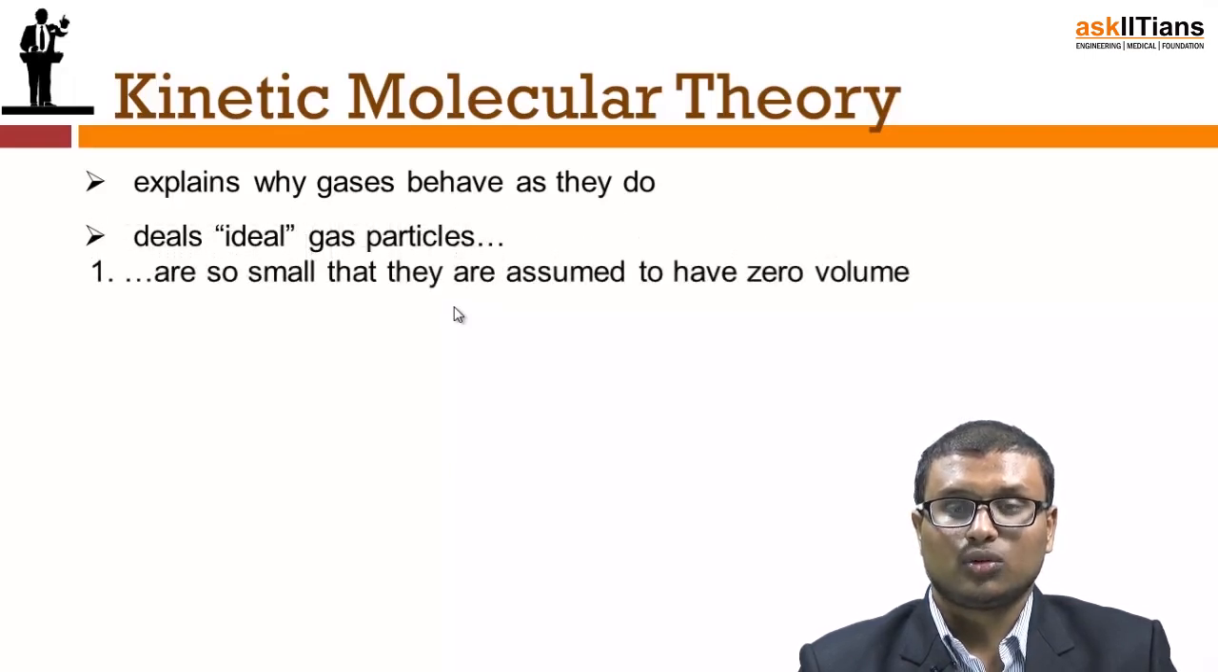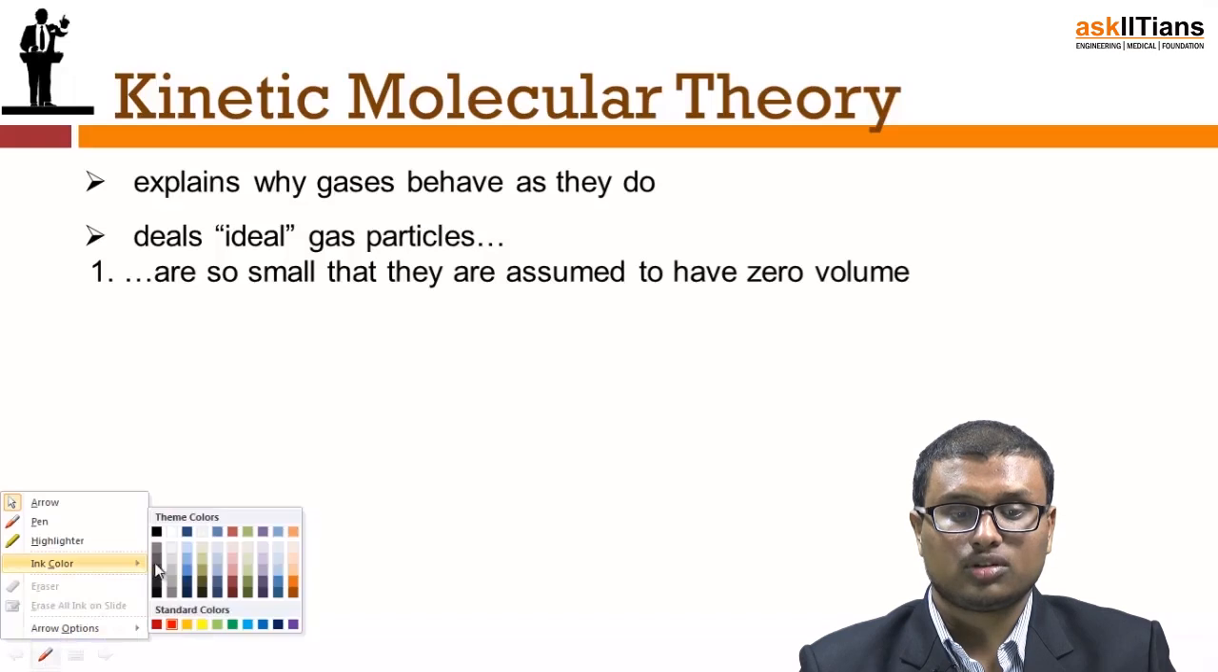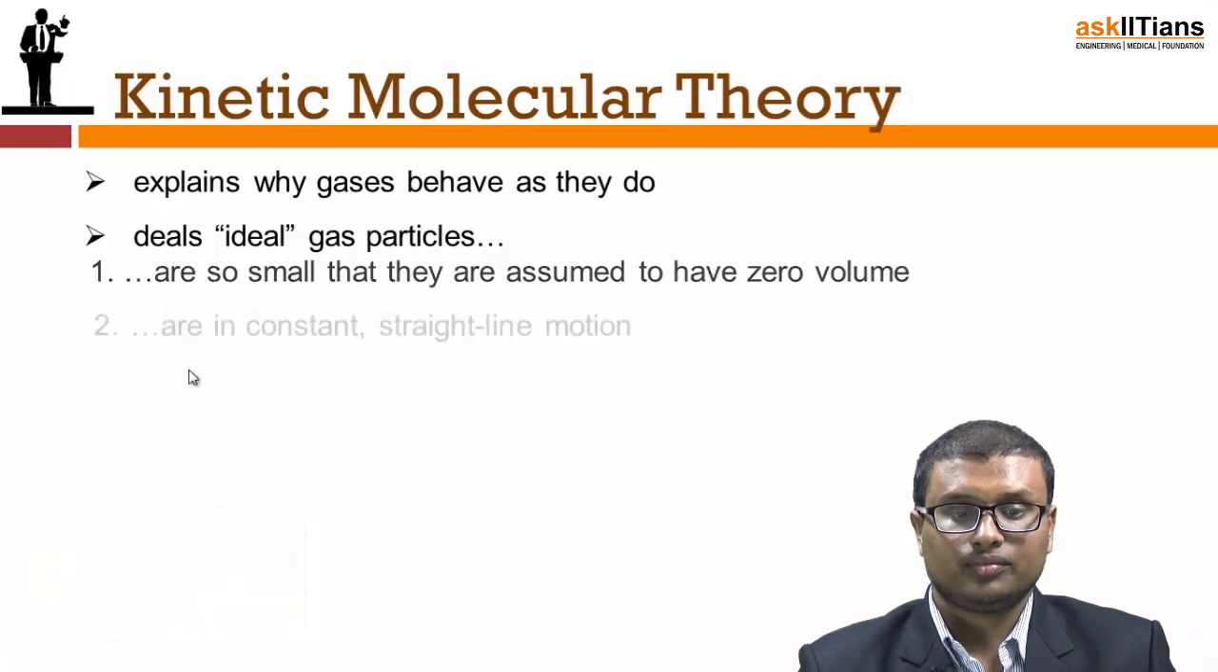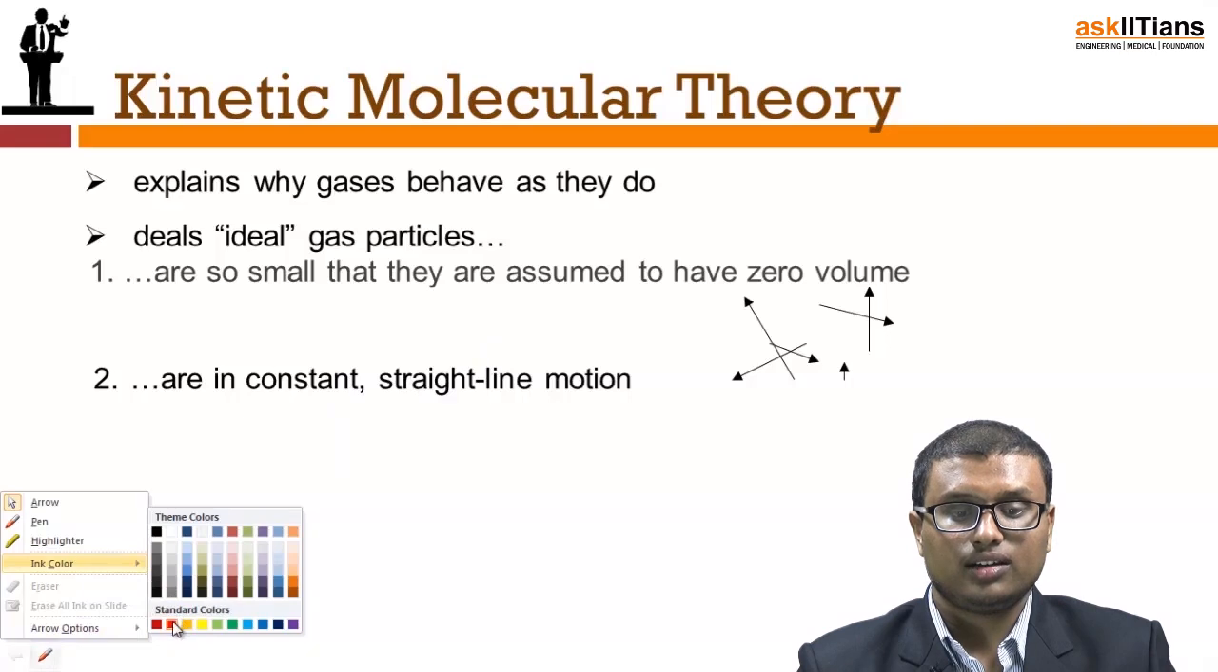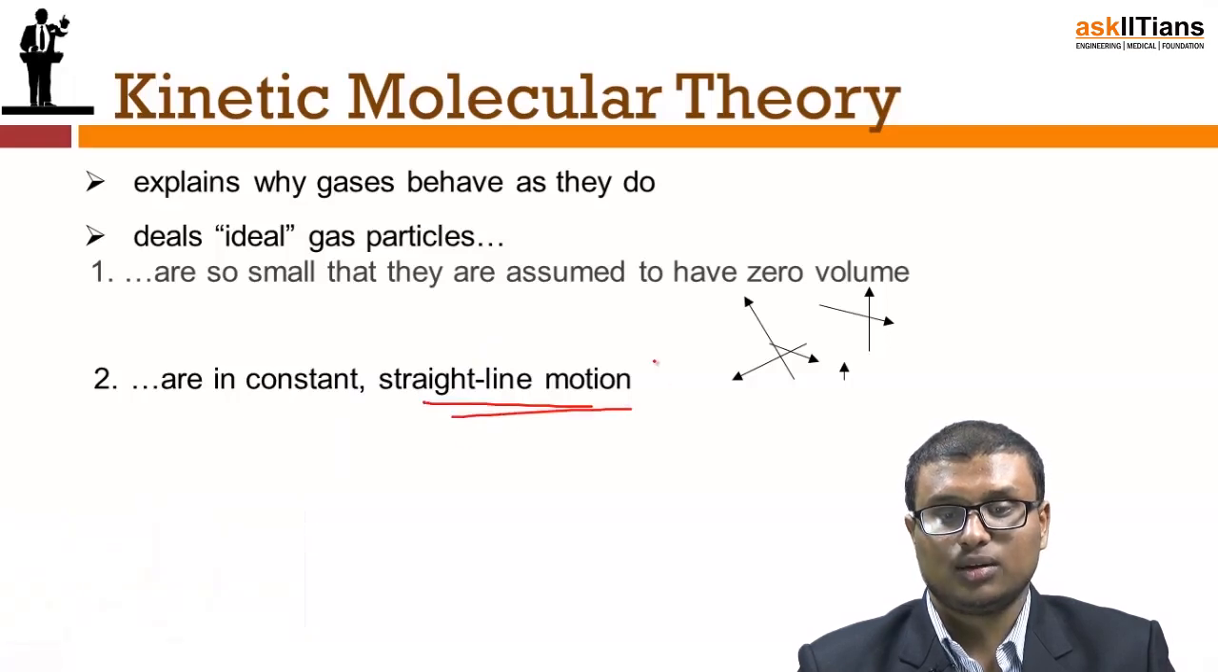So what are the conclusions? The ideal gas particles are so small that they are assumed to have zero volume. This is the first important conclusion from the postulates. The second is that they move in a straight line. They are moving in random motion, and the motion is in a straight line, right?